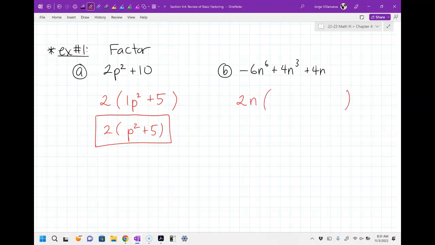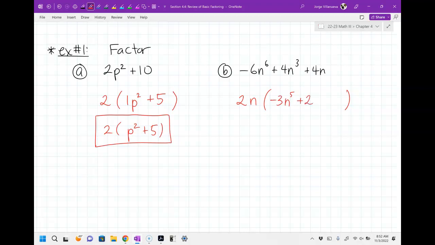I'm going to leave some space there. Okay. Factoring means to divide. So what's negative 6 divided by 2? Negative 3, right? Yeah, negative 3. And if I take one n away from 6 of them, how many are left? 5. So it's n to the 5th. Plus 4 divided by 2, right? I'm factoring 4 by 2. So 4 divided by 2, that's 2.